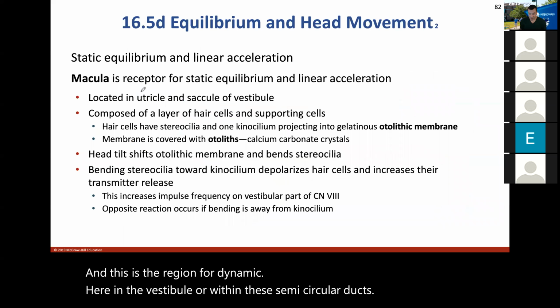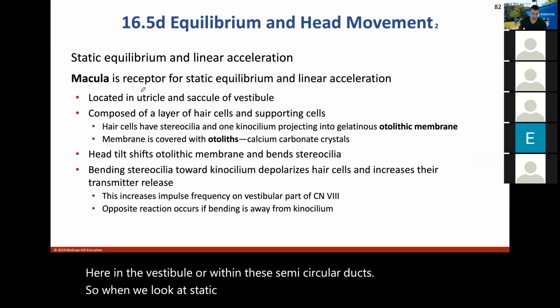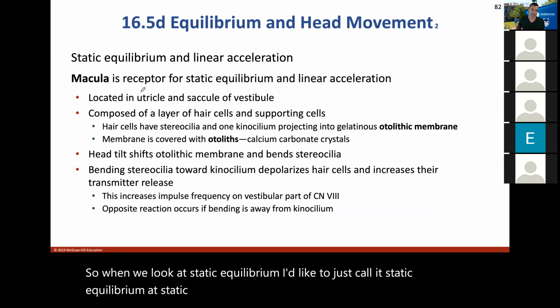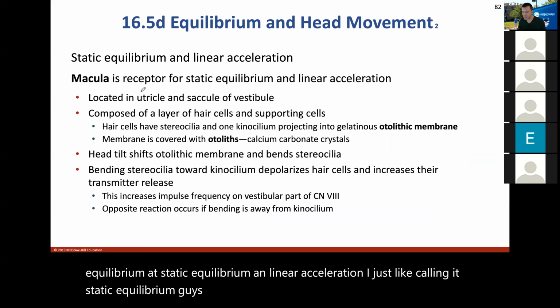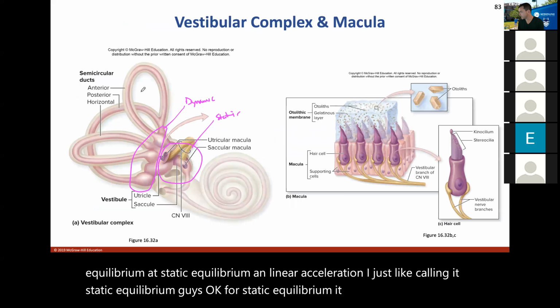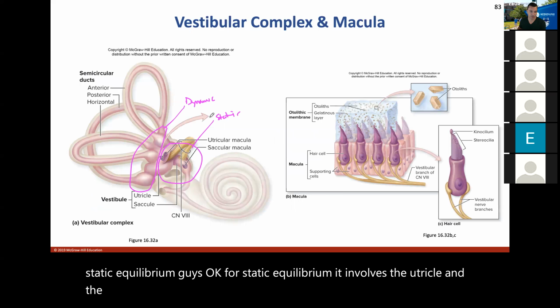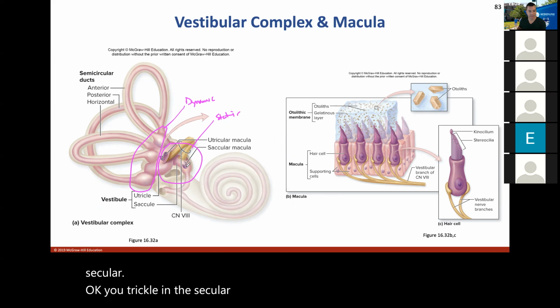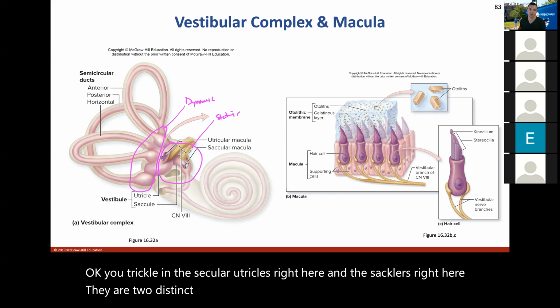So when we look at static equilibrium, I like to just call it static equilibrium. It's static equilibrium and linear acceleration. I just like calling it static equilibrium, guys, okay? For static equilibrium, it involves the utricle and the sacula, okay? The utricle and the sacula. Utricle is right here, and the sacula is right here. They are two distinct individual structures, hence two individual names.